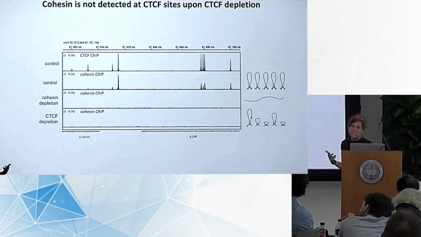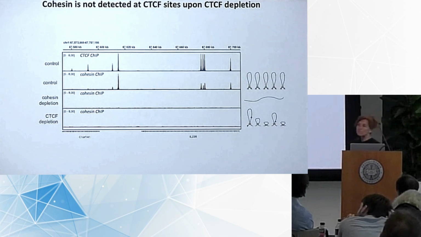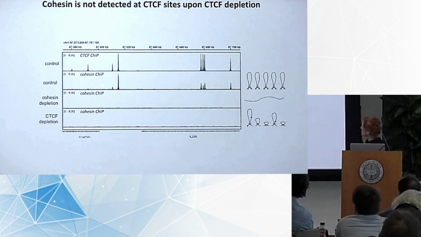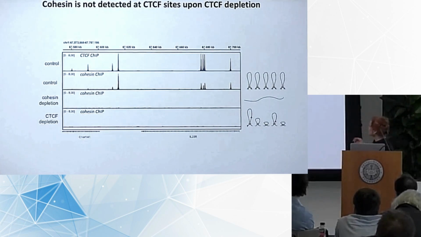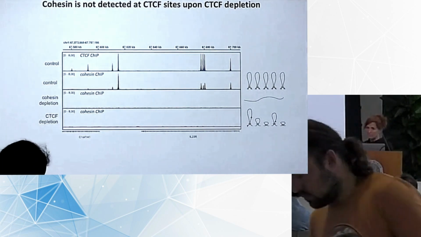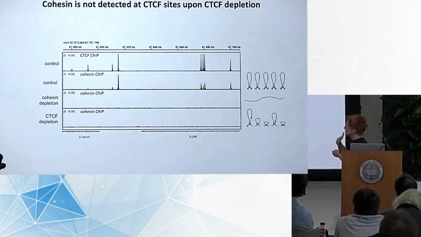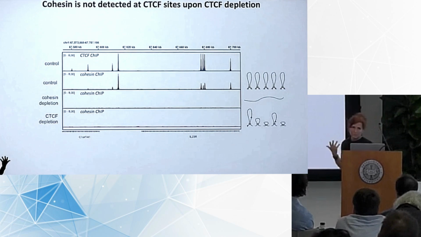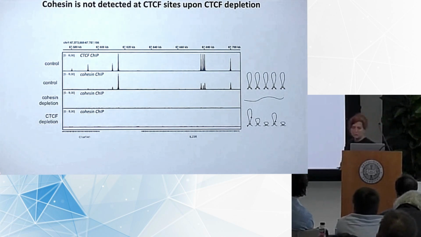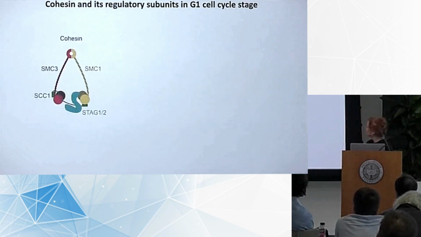Now, if you look at the localization of cohesin by using chromatin immunoprecipitation followed by sequencing, or ChIP-seq, we can see that peaks of cohesin are positioned at the same position as CTCF peaks. These peaks are gone if cohesin is depleted. And if CTCF is depleted, we believe cohesin is distributed along the genome and does not accumulate at CTCF sites anymore, because there is no CTCF to stop it there.